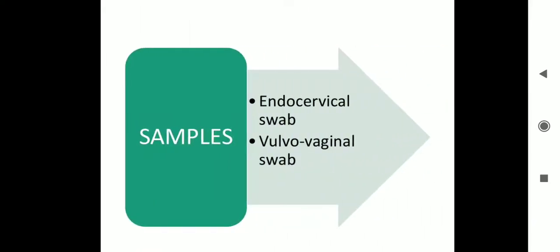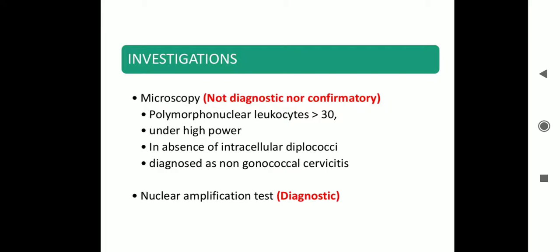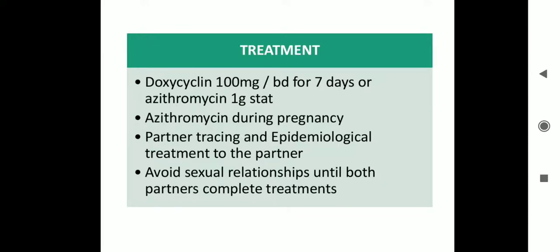Same thing, we'll take an endocervical and a vulvovaginal swab. In the microscopy, we have polymorphonuclear leukocytes, more than 30 under high power, in the absence of intracellular diplococci, diagnosed as non-gonococcal cervicitis. What is diagnostic is NAT. Treatment is doxycycline 100 mg BD for 7 days or azithromycin 1 gram stat. Azithromycin during pregnancy. Partner tracing and epidemiological treatment to the partner.